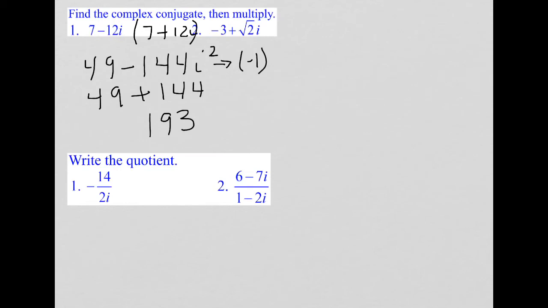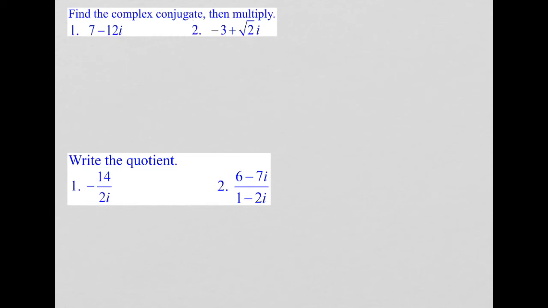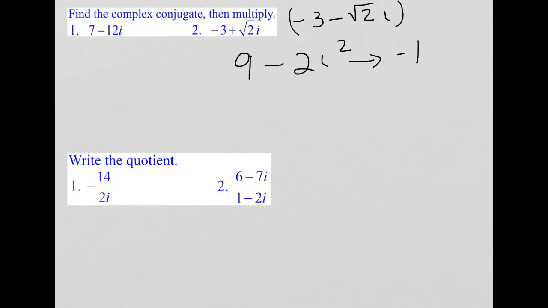Okay, I'm going to do the same thing with the second one. Its conjugate is negative 3 minus the square root of 2i. Okay, when I multiply times its conjugate, again, that's a difference of 2 squares, so that's going to be 9 minus 2i squared. Well, again, we already know that i squared equals negative 1. So that's 9 plus 2, which is 11.